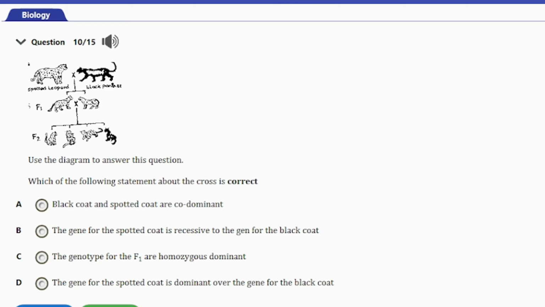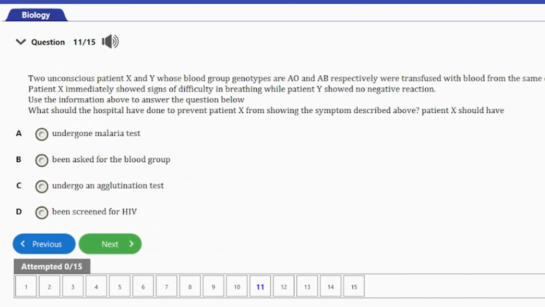So guys, obviously the answer to this question is option D. The gene for the spotted coat is dominant over the gene for the black coat. And that's it for this question. Let's consider the next question.